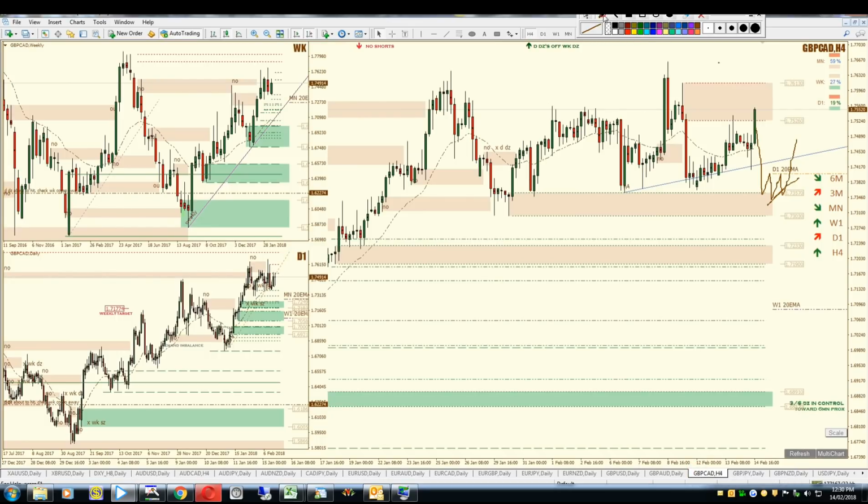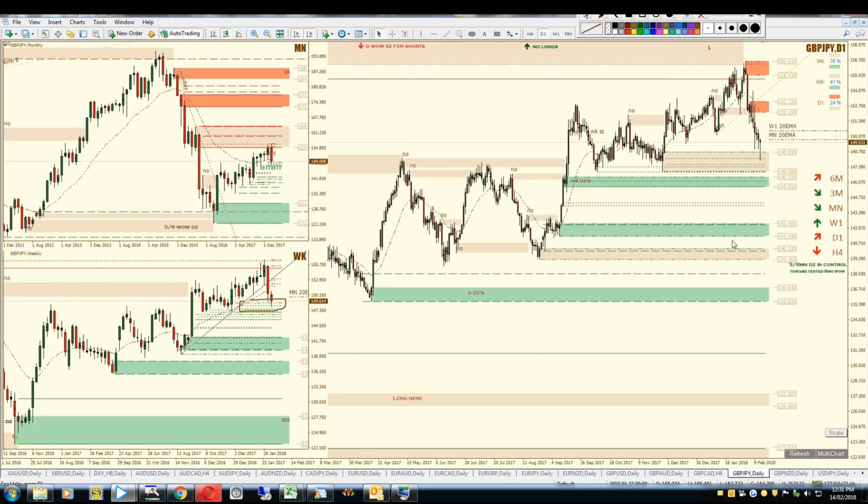Pound CAD. So daily demand zone's off weekly demand zone, which was down here, so price never got down there. No shorts, so nothing to trade on this chart. Pound yen, no longs, daily supply for shorts.